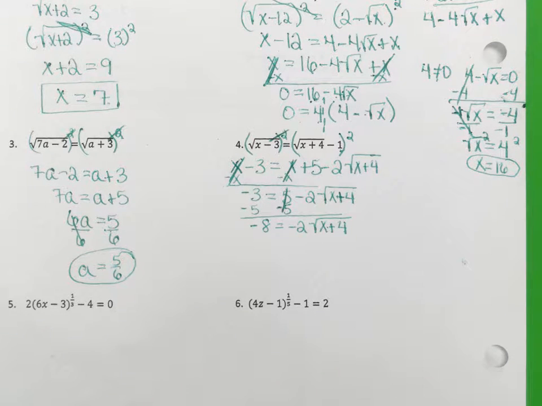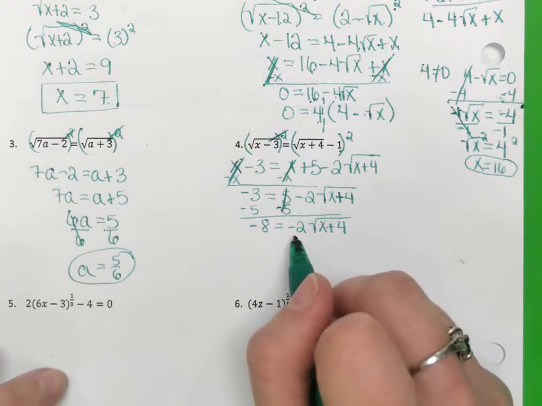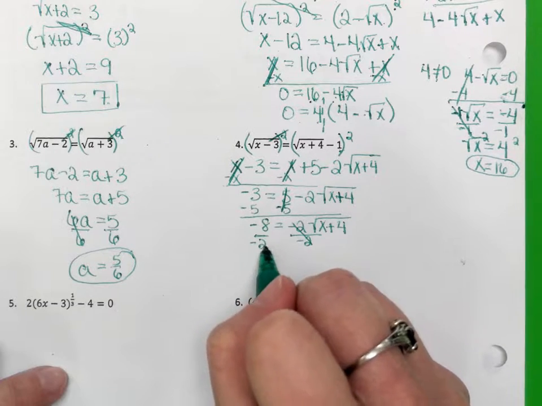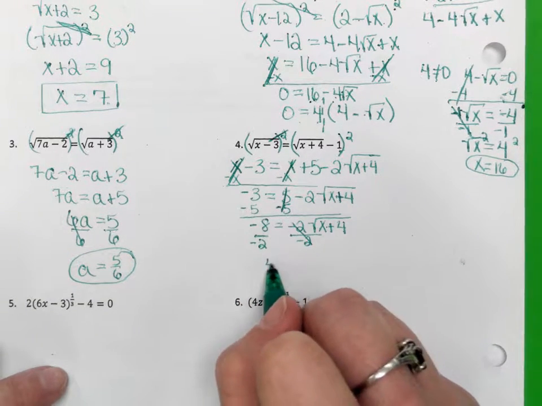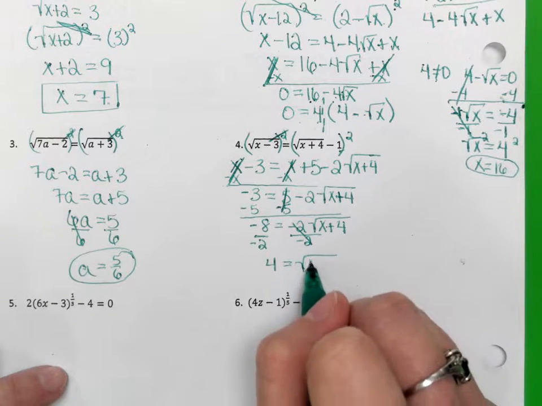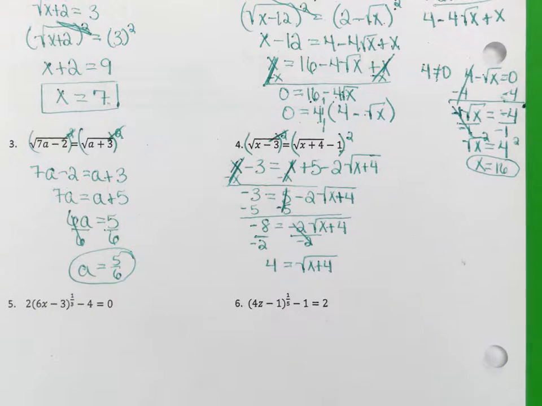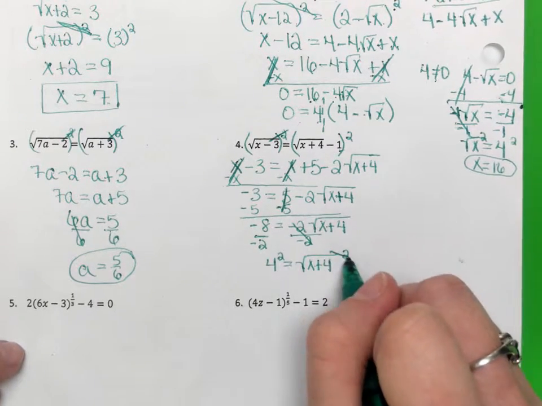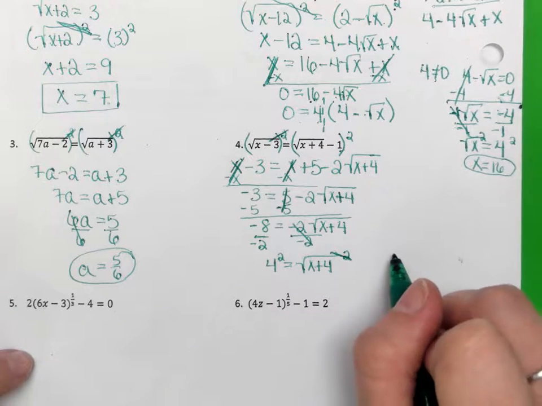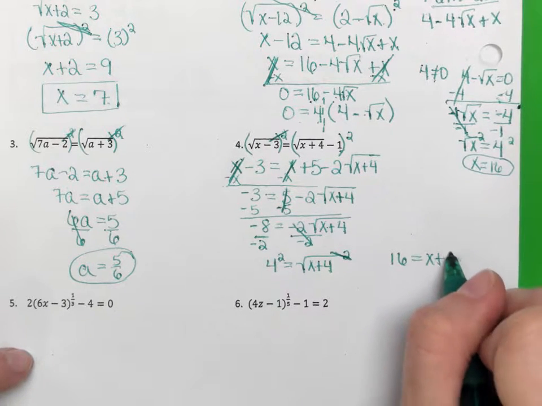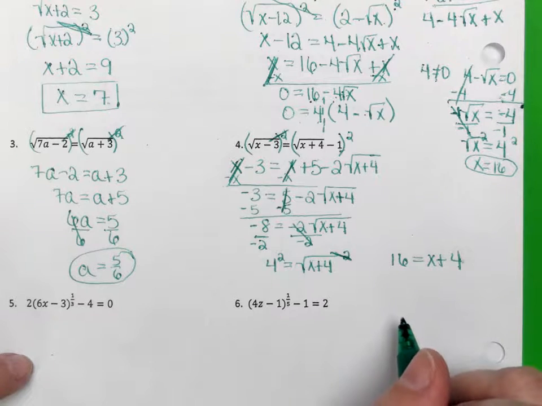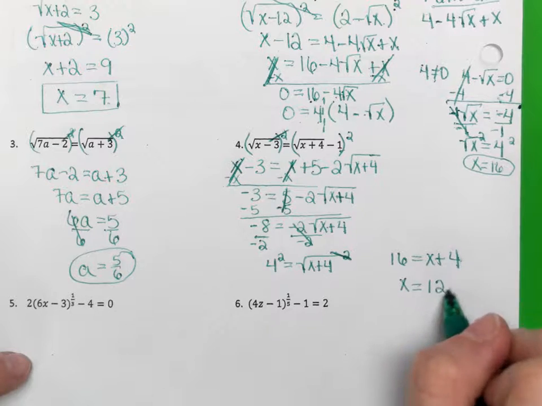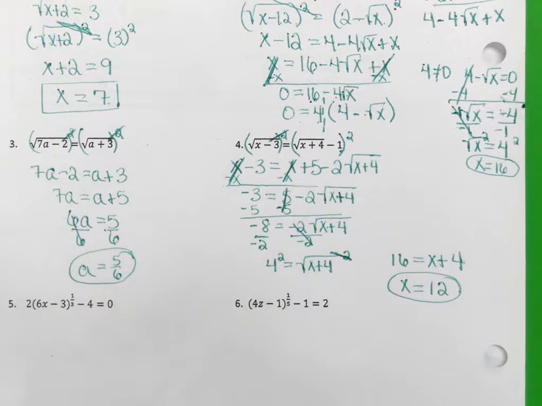Is there anything else we can do? Divide by negative 2. Very good. Yeah, this way is going to be a little bit easier. So that'll be 4 equals square root of x plus 4. Square it. Very good. And now those all cancel, right? So that's 16 equals x plus 4. Move that 4. And what's x equal? 12. Very good.